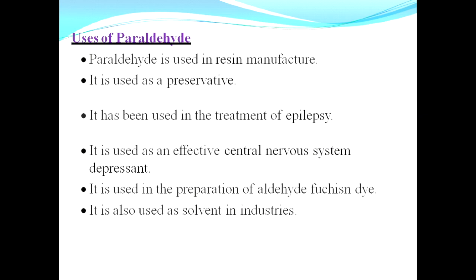The use of paraformaldehyde. The paraldehyde or paraformaldehyde is used in resin manufacture. It is used as a preservative. It is used as a treatment for epilepsy. It is also used for central nervous system depression. It is also used in the preparation of aldehyde fuchsin dye, and it is also used as a solvent in industry. With this, we have completed the first part of today's lecture, the structure and properties of formaldehyde and paraformaldehyde.